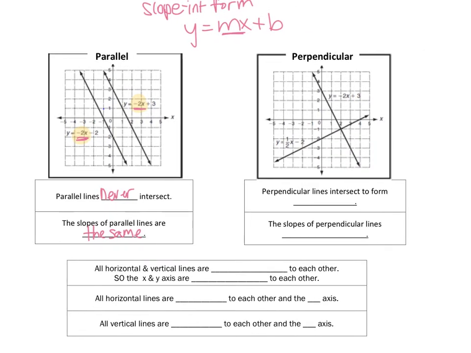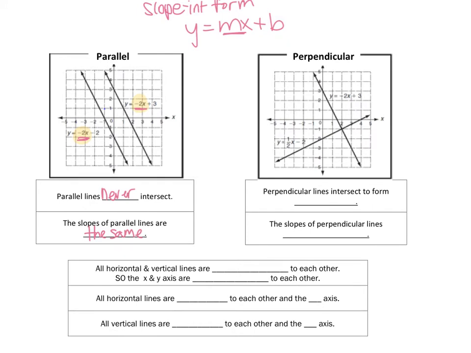Right? Moving on to our perpendicular. So we're going to have these two lines that cross, right? They make an X, kind of. All right, perpendicular lines are going to intersect to form right angles. Okay. Remember, right angles are 90-degree angles.